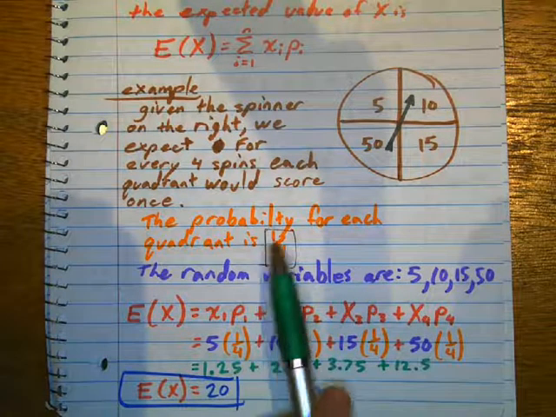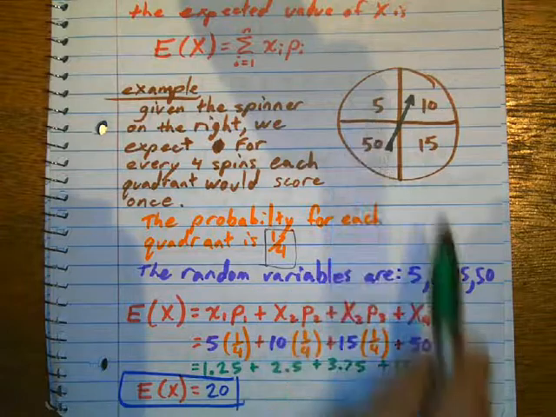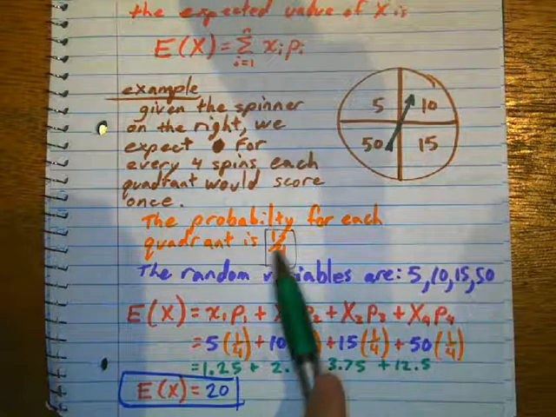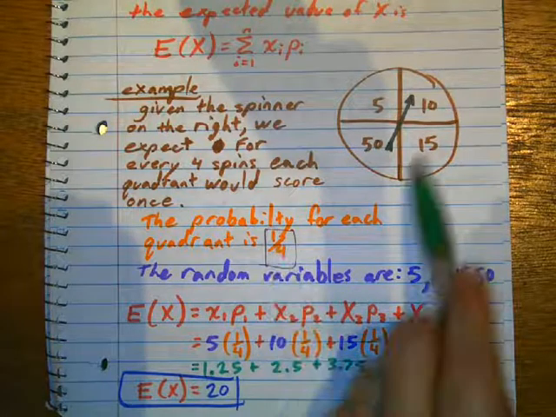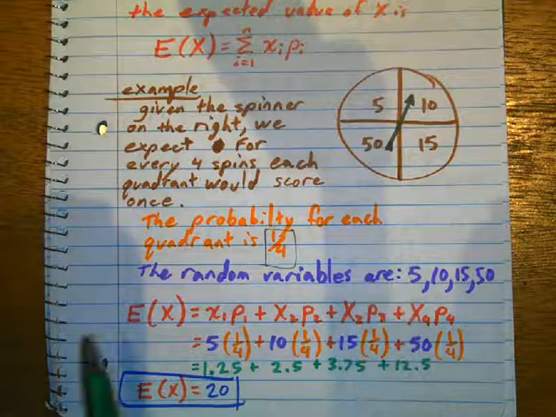Okay, now the random variables are the numbers in each spot. So the 5, the 10, the 15, and the 50. Those are the random variables. The probabilities is 1/4 since you have an equal chance of getting in each spot. Okay, so what is the expected value?